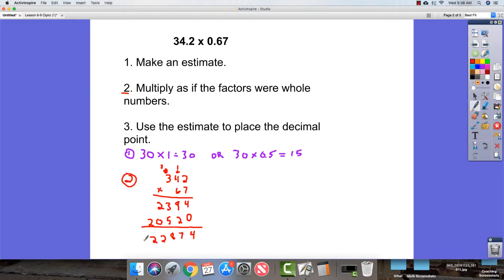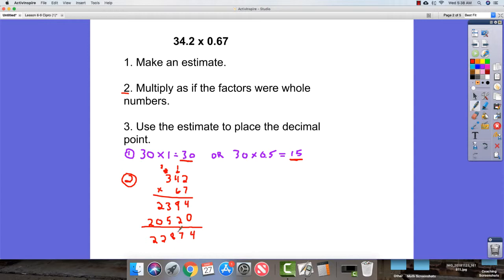And now here's my product. Now remember, I wasn't really multiplying 342 times 67. I was really multiplying 34 and 2/10 times 0 and 67/100. So I'm going to look back at my estimate. I had 30 for my estimate here, and I have 15 for my estimate here.